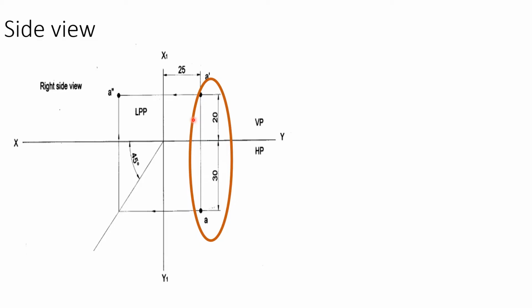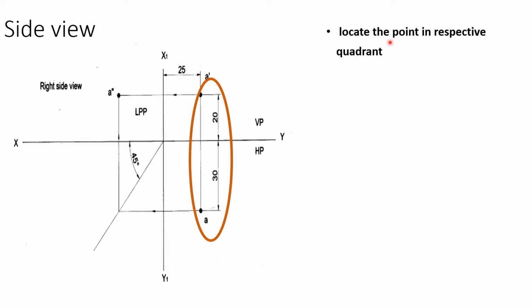To locate the side view, we have a procedure. If the point is given and you are asked to locate the side view, either a left side view or a right side view, the first thing is to locate the point in the respective quadrant. Say for example, here it is 20 mm above and 30 mm in front of the VP. That means it lies in the first quadrant. So the front view will be here and the top view will be here.